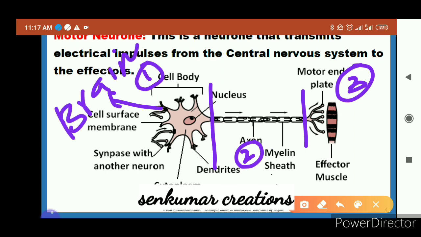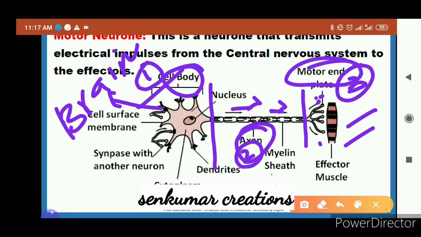This part is conducting or transmitting the electrical impulse, and this area is giving effect, or responses, to these muscles. Okay, so this motor neuron can be classified into three parts. The first part is the cell body, the second part is the axon, and the third part is the motor end plate. Don't forget at any time.